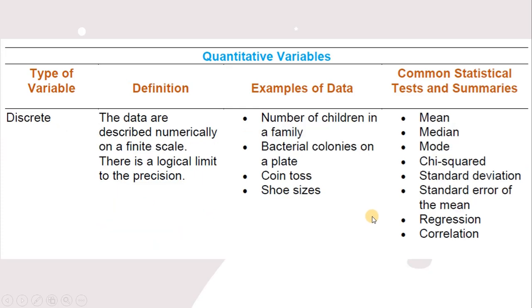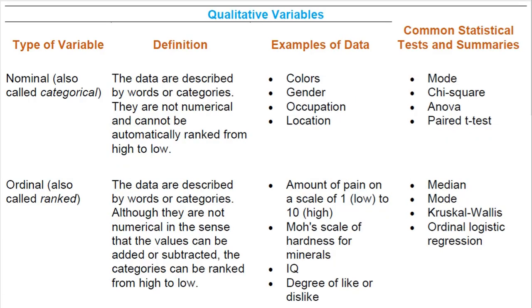Continuous. Okay, so discrete versus continuous. Now let's go to the qualitative. There are also types of qualitative variables. We can have the nominal and the ordinal.